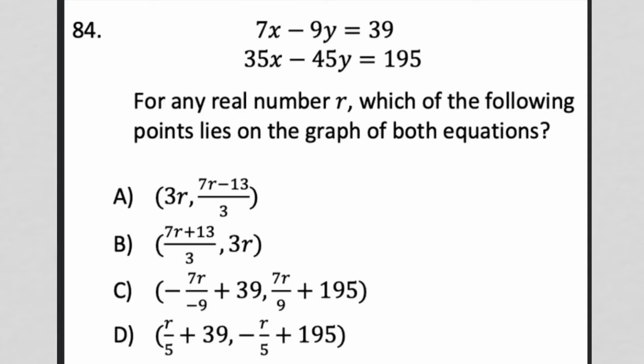So this question starts off by providing us with a system of equations. The first thing I notice about this system of equations is that the second equation is a multiple of the first equation, right? Every part of the second equation is just 5 times the corresponding part in the first equation, right? So if I multiply 7 times 5, I get 35. 9 times 5, I get 45. 39 times 5, I get 195.